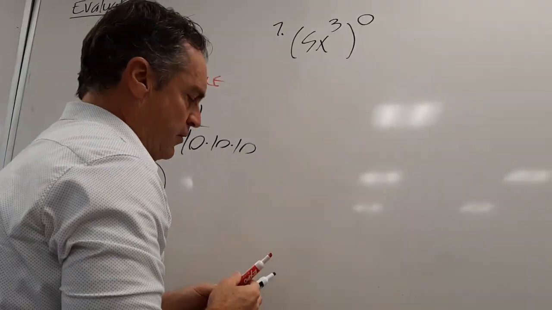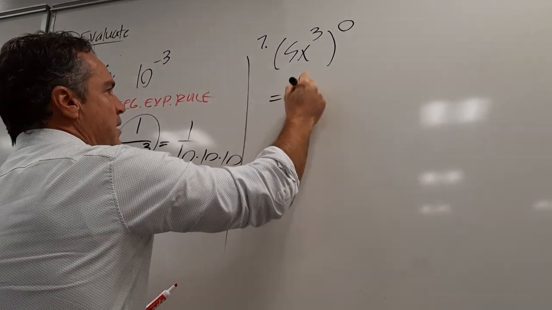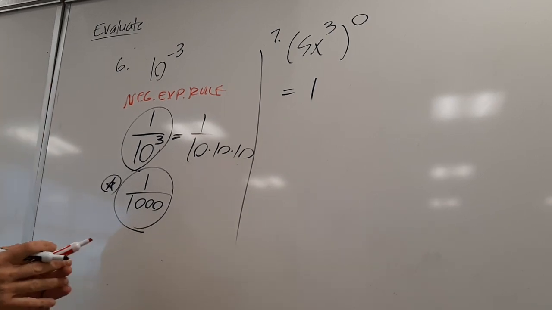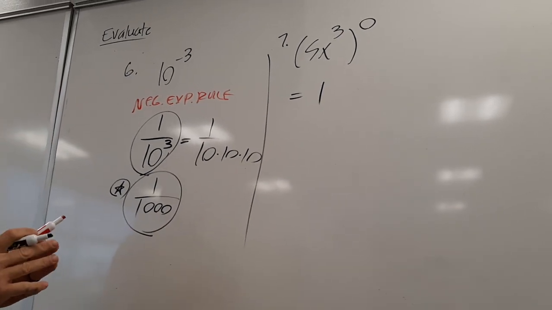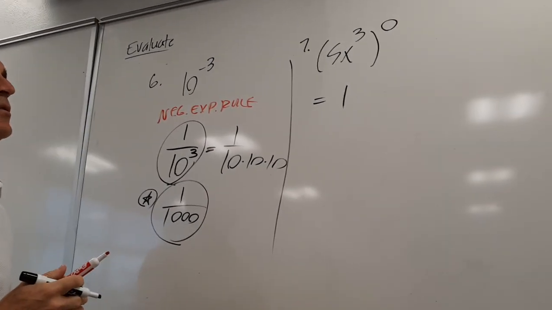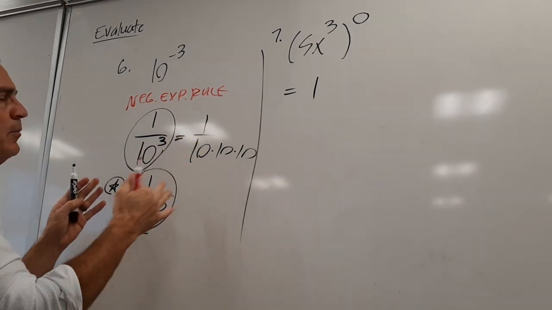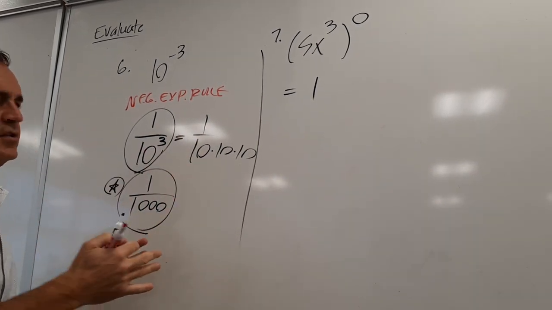5x to the 3rd to the 0. We did this on our quiz today. This should look familiar. This immediately equals 1. If everything in the parentheses receives the power, everything's being taken to the 0 power, anything to the 0 power equals 1.